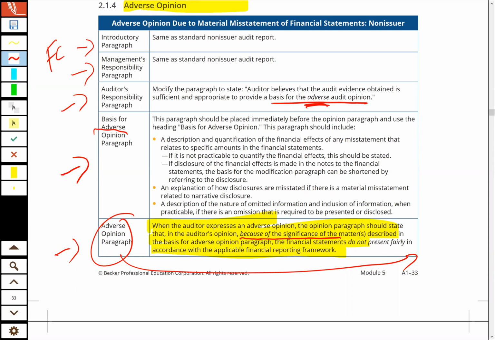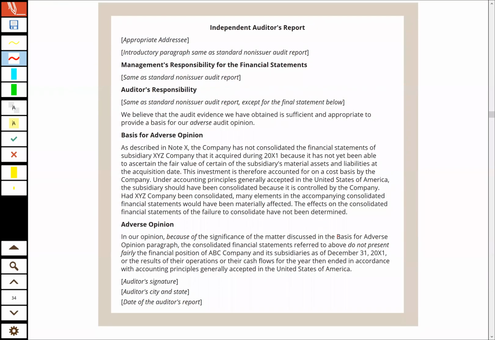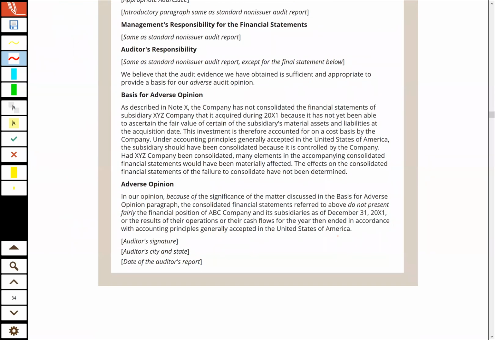All right, good. Now you come over and you look at the opinion. And this is what I was trying to say. In our opinion, because of the significance of the matters, the consolidated statements do not represent the financial position, et cetera. I think we're better off just going ahead and flashcarding that. It's similar to the opinion paragraph when we have an unmodified, but it's different enough that I just want you to flashcard the nature of the language. It's right here in that adverse opinion paragraph.